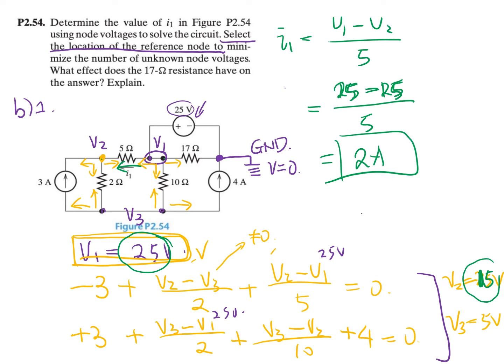The last question we have is, what effect does the 70 ohm resistance have on the answer? You can see that in this problem, we never use the 70 ohm resistance in our calculation. It does not appear in any of our equations, so it actually does not influence our calculation for V1, V2, and V3. So as long as there is a resistance here, our answer for V1, V2, and V3 would not change.